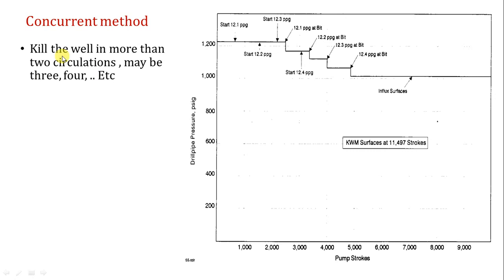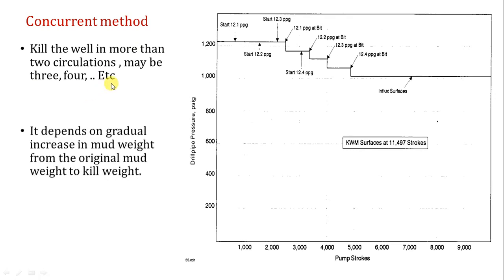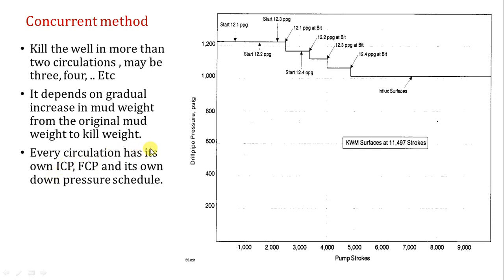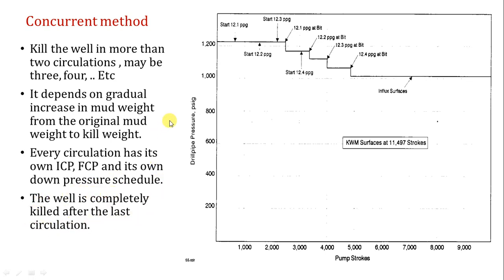So what is the concurrent method? It's a killing method with more than two, three or four circulation times. It depends on a gradual increase in mud weight from the original mud weight to the kill mud weight, and every circulation has its own ICP and its own FCP and its own pressure schedule. So you have to keep this in mind. The well is completely killed after the last circulation, and the pressures are zero in casing and in drill pipe.